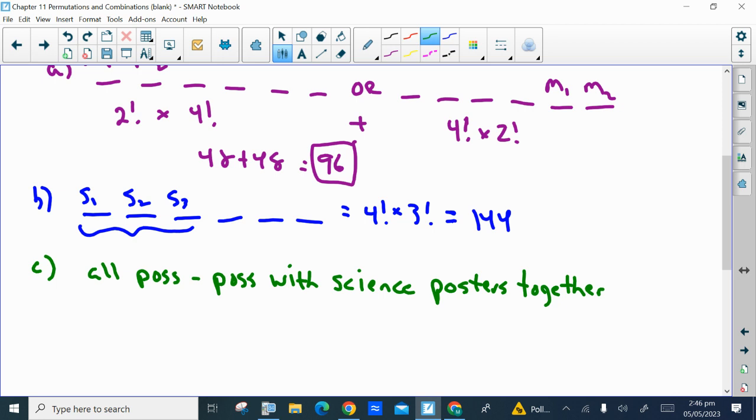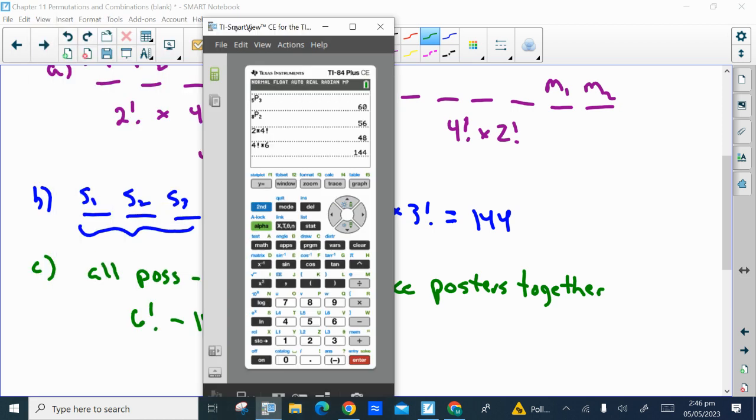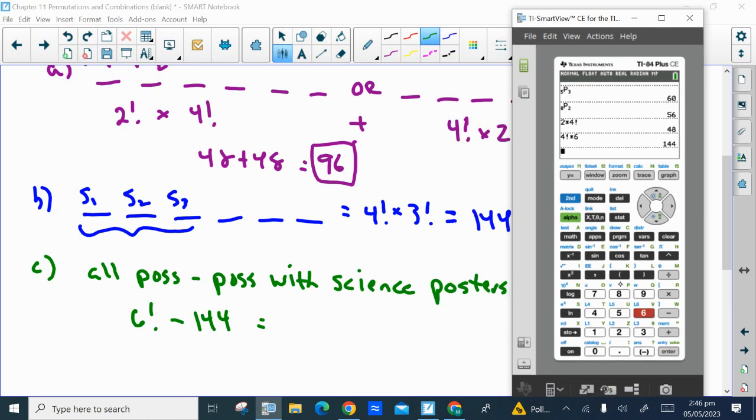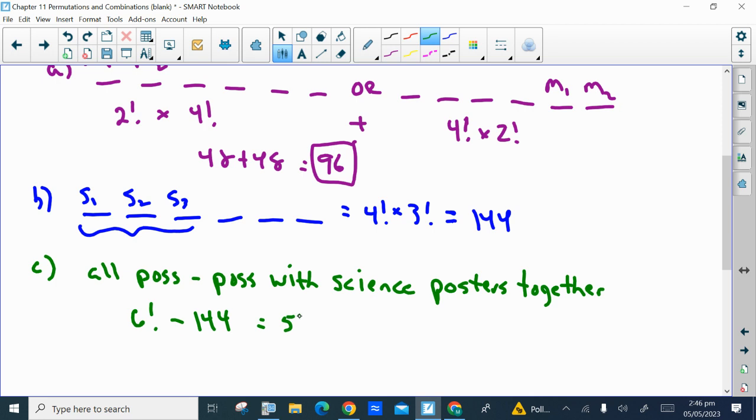There are 6 posters there, so all possibilities would be 6 factorial minus those with the science posters together, which we already know is 144. So 6 factorial minus 144 is 576.